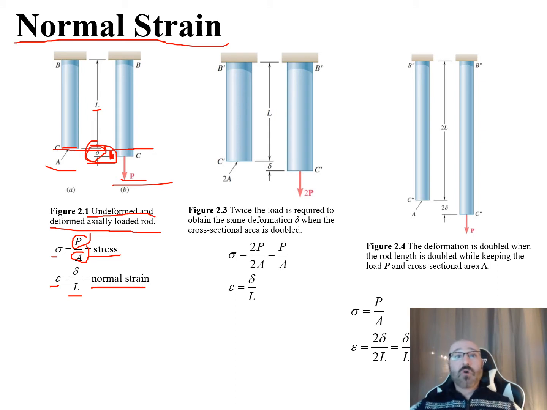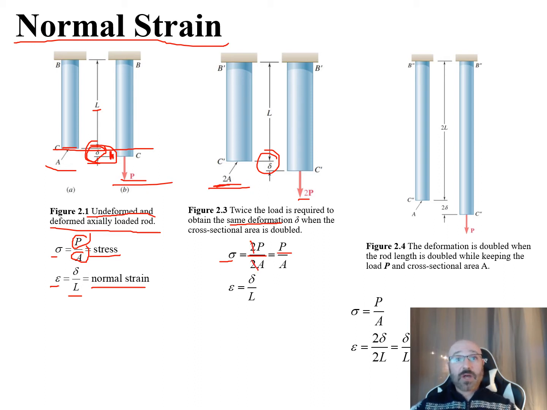So that brings us over to figure 2.3. The difference here is that we apply twice the load. Twice the load is required to obtain that same deformation because we've doubled our area. This is 2 times our cross-sectional area, so we need twice the load to get that same deformation if the area is twice as big. How does that translate into a governing equation? Here's our stress again, but 2 times P, our external load, divided by 2 times the cross-sectional area, A. You can reduce that down, the 2's cancel, and there's still load over area.